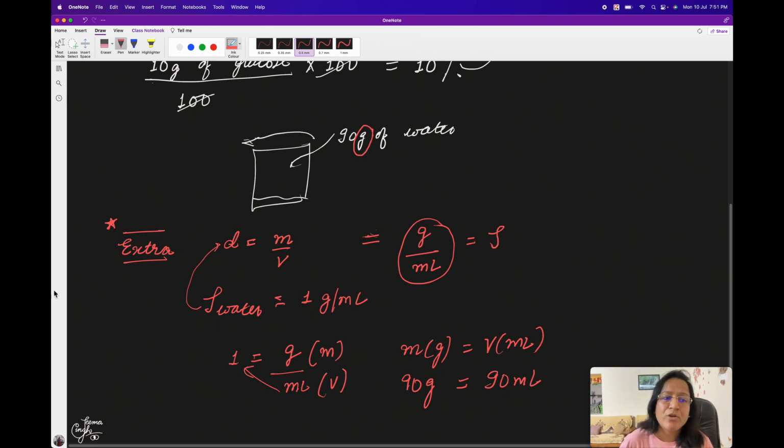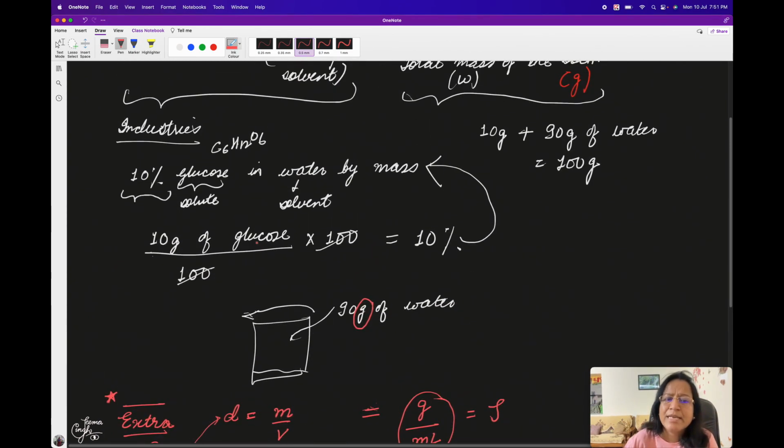Remember this point because in some of the numericals you're going to use this. They will say, let's say 1000 gram of water. So you should know 1000 gram means what? You have 1000 ml of water, which is equal to 1 liter of water, right? So don't forget this or put it as extra, right? It is a simple concept, but it is important if you are doing some of the numericals, which we are going to do in subsequent videos. So this is how we prepare 10 gram of glucose in water by mass.